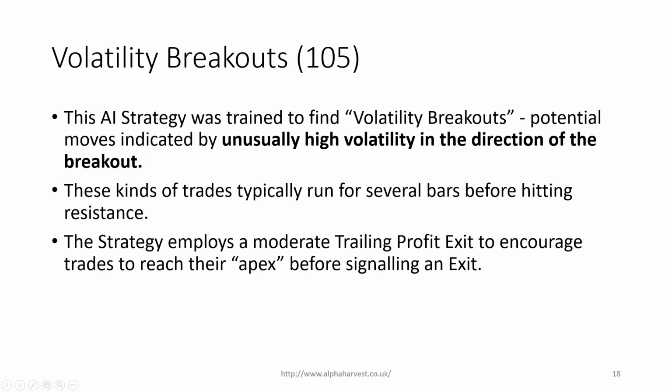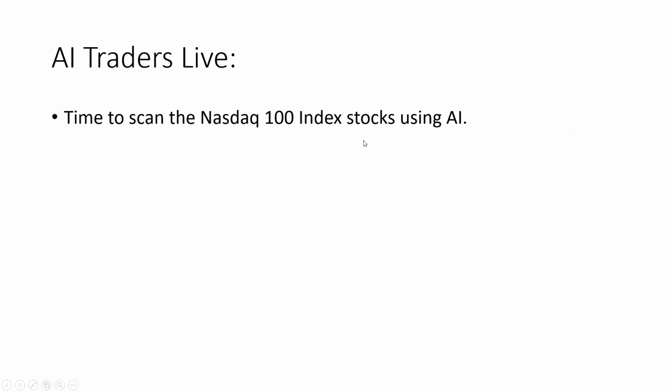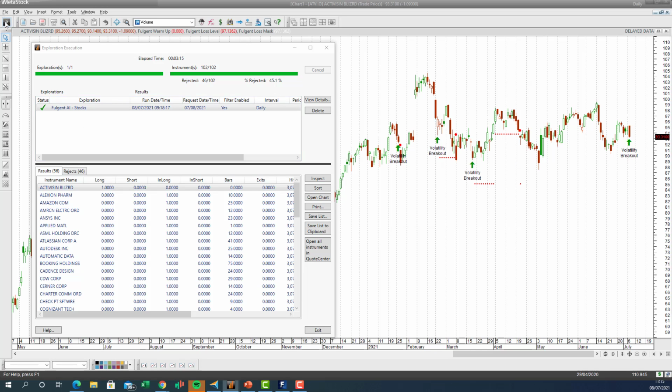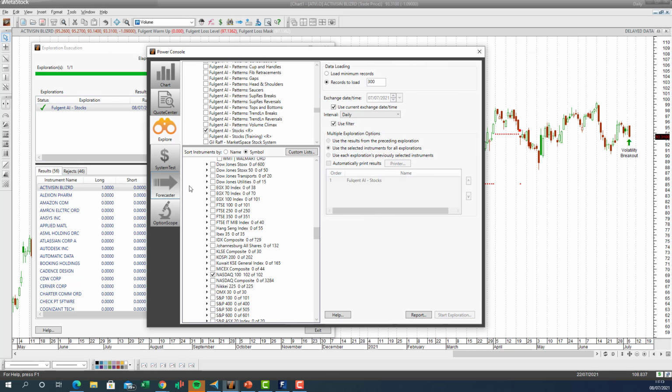Okay, so let's go. It's time to scan the Nasdaq 100 stocks using AI for these two particular trading strategies. We'll open the Metastock platform now. So I've got the Metastock platform open. You normally click on the Power Console to open these windows. You select the Fulgent AI Exploration, and then you select your Nasdaq 100 stocks.